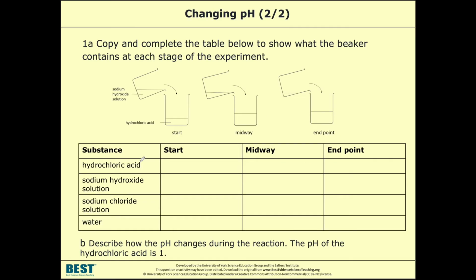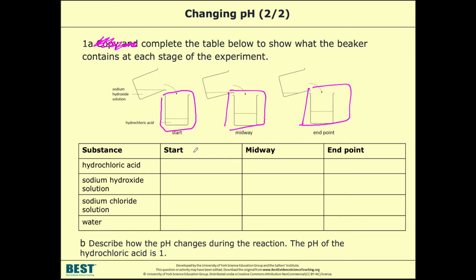So now on your worksheet you have a copy of this question. You don't need to copy it because you already have it on your worksheet. So completing the table to show what the beaker, so we're talking about these beakers in each case, contains at each stage of the experiment.